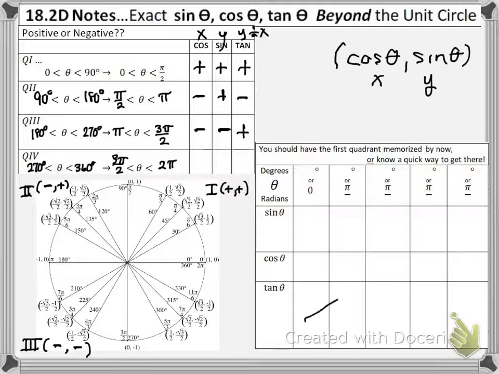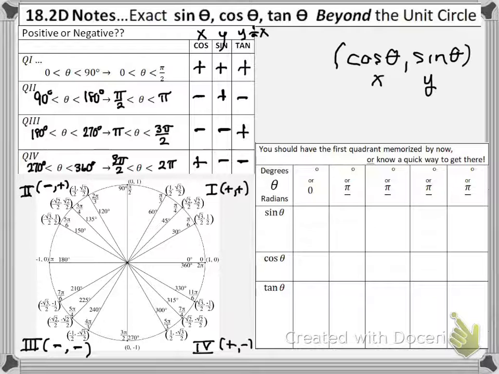Quadrant 4, x's are going to the right, positive, y's are going down, negative. So I have positive x's, positive cosine, negative y's, negative sine. And when you divide with two different signs, you get negative.